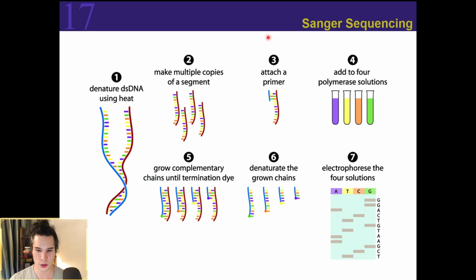All right, so Sanger sequencing is going to be a way of actually finding the sequence in order to splice together the sequences through shotgun sequencing. So the Sanger method is going to give us that sequence that we're looking for in order to line up the overlapping parts of DNA. So first we're going to denature our double-stranded DNA using heat. And what we're going to do is make multiple copies of a segment. And making multiple copies of a segment could be done through PCR, for example.